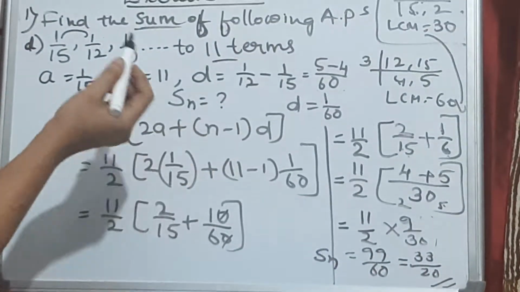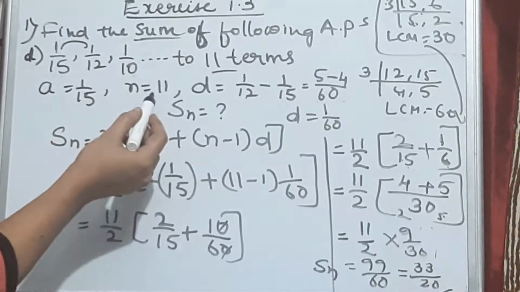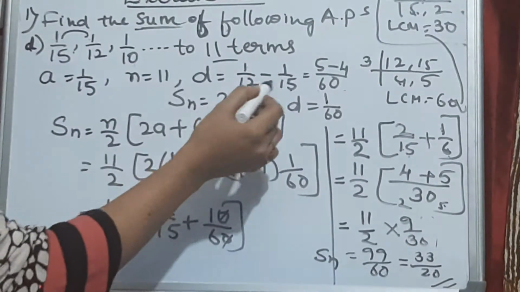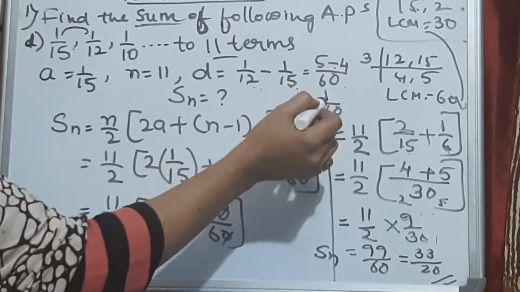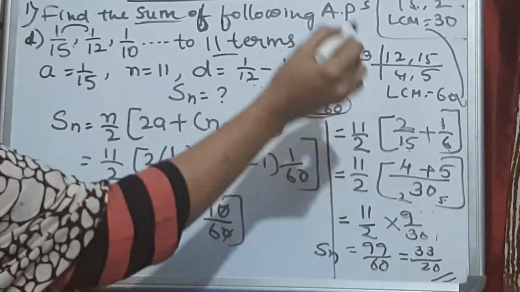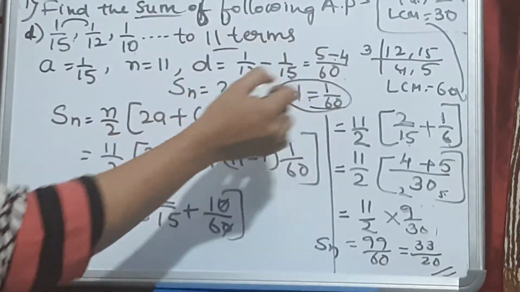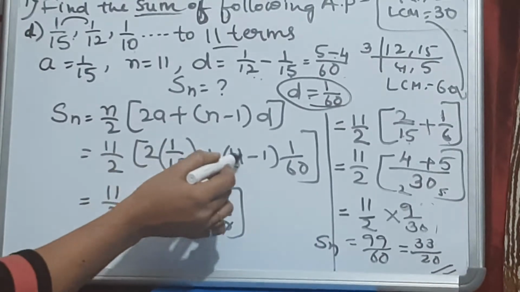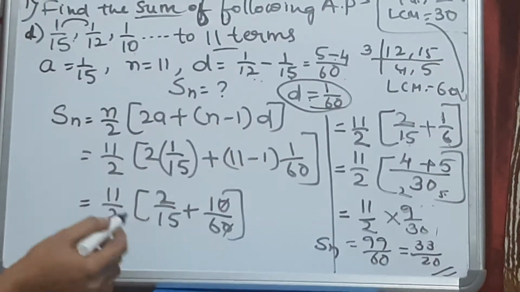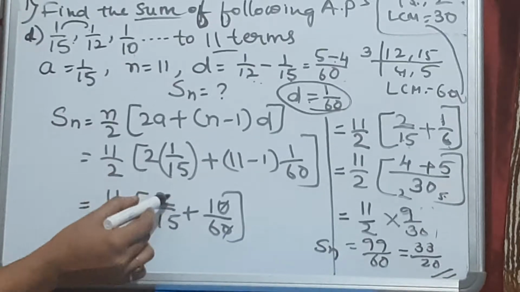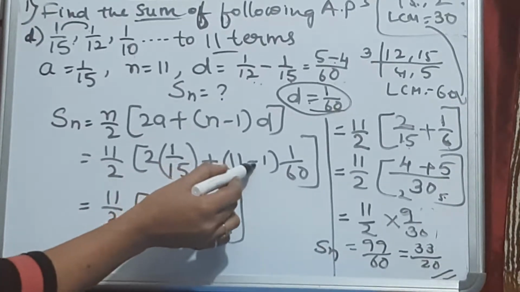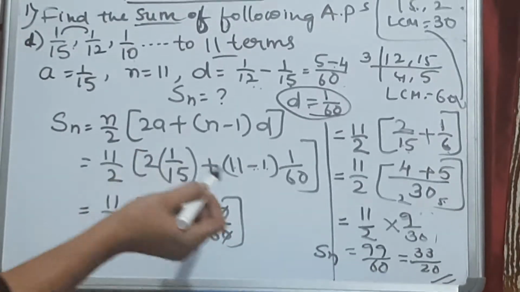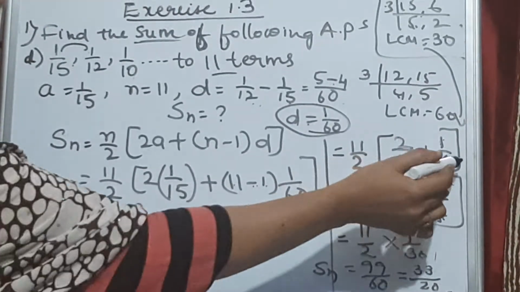See here once again. First we take A as 1 by 15. N is 11. D we have to subtract: 1 by 12 minus 1 by 15. By LCM we got 5 minus 4, that is D is equal to 1 by 60. Then apply all these numbers in the formula. N is 11 by 2, 2 times 1 by 15 plus 11 minus 1, D is 1 by 60. 11 by 2. 2 ones are 2, 2 by 15. 11 minus 1 is 10, 10 ones are 10, by 60 this will come. 1 by 6 we have taken. 1 by 6, as it is we write down.